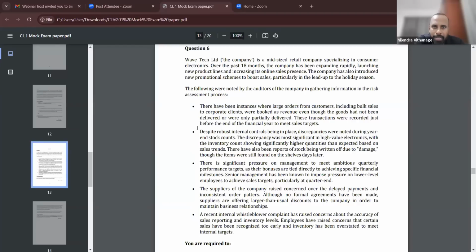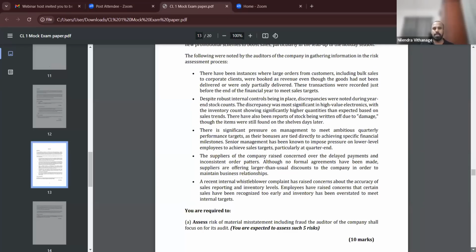Wave Tech Limited is a mid-size retail company specializing in consumer electronics. Over the past 18 months, the company has been expanding rapidly, launching new product lines and increasing its online sales presence. The company has also introduced new promotional schemes to boost sales, particularly in the lead up to the holiday season. The following were noted by the auditors in gathering information in the risk assessment process.